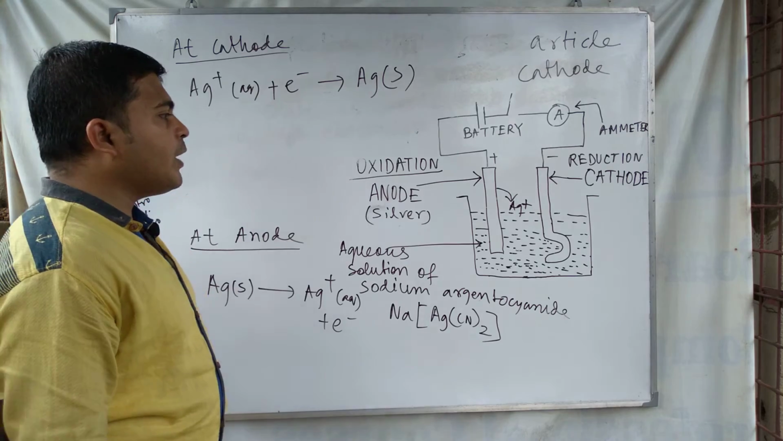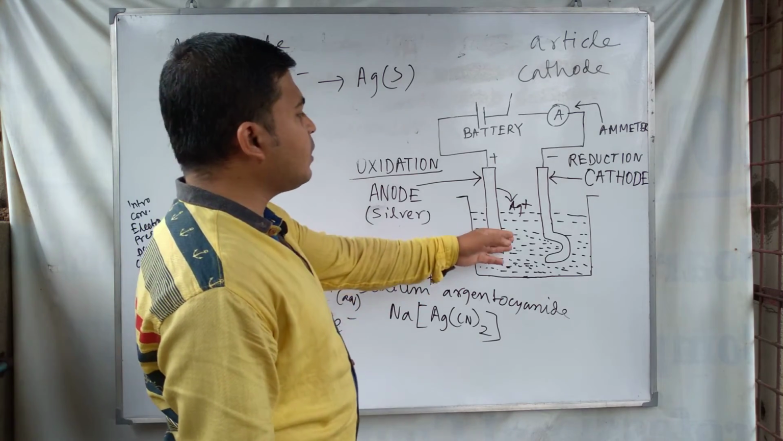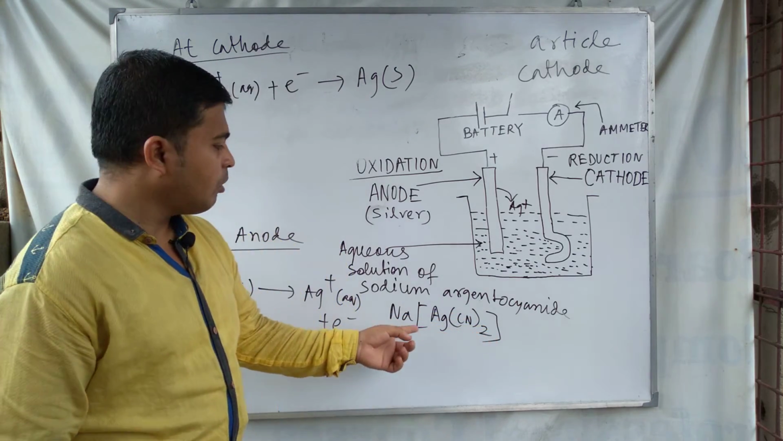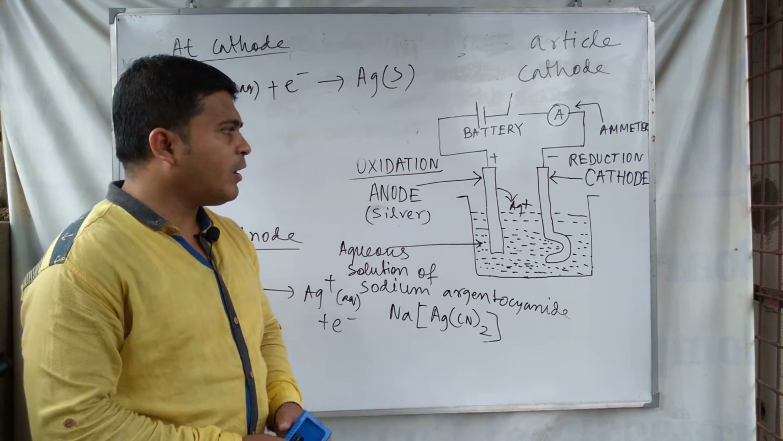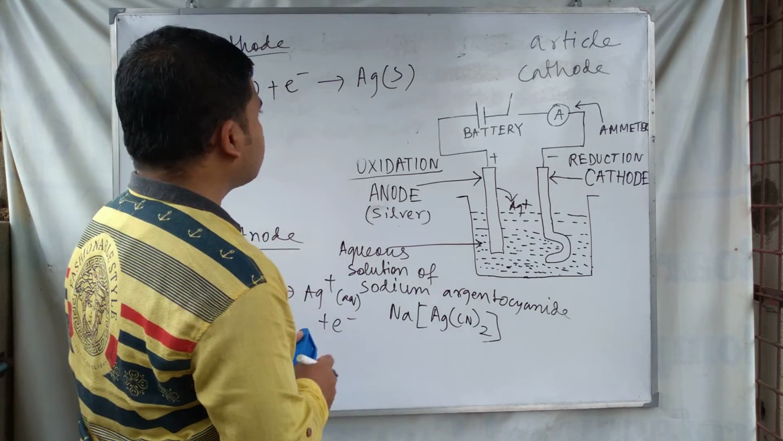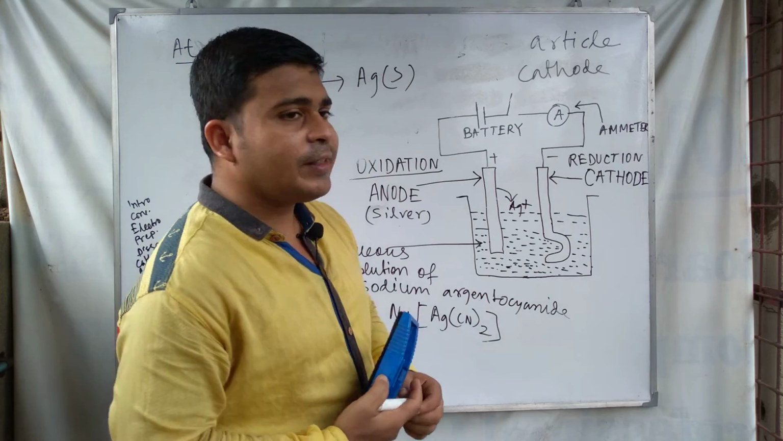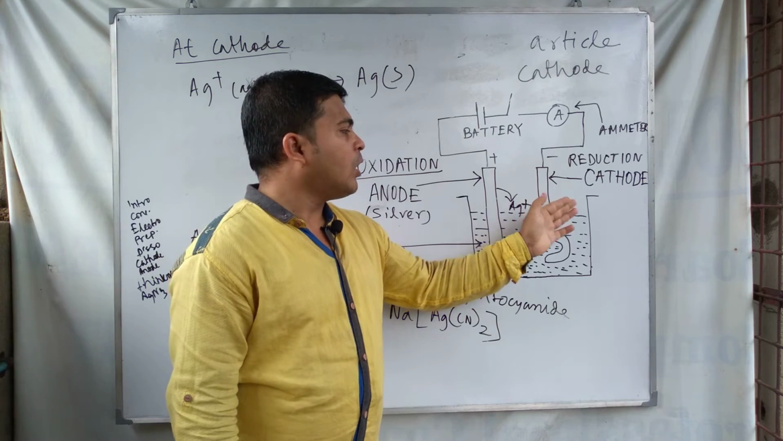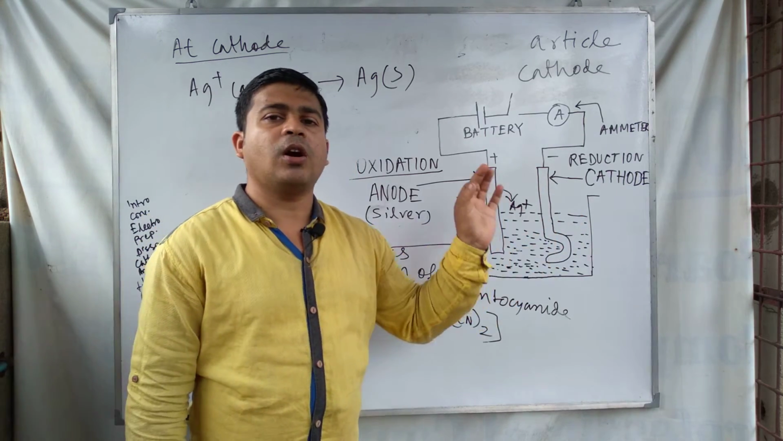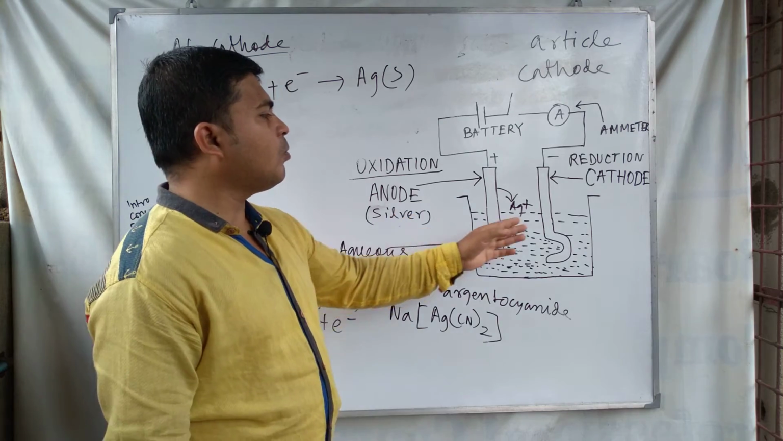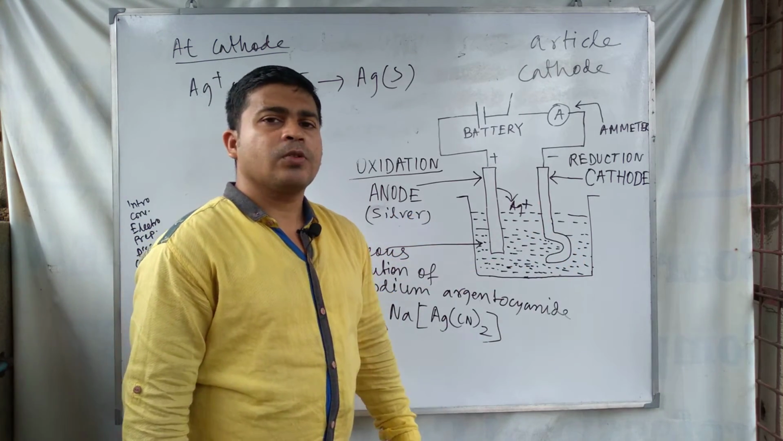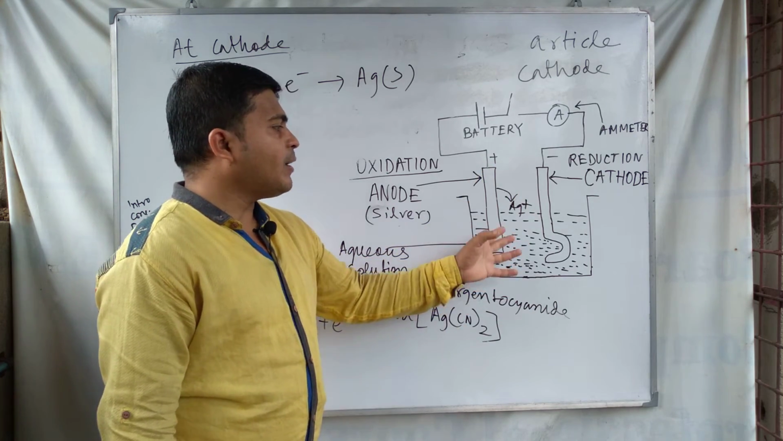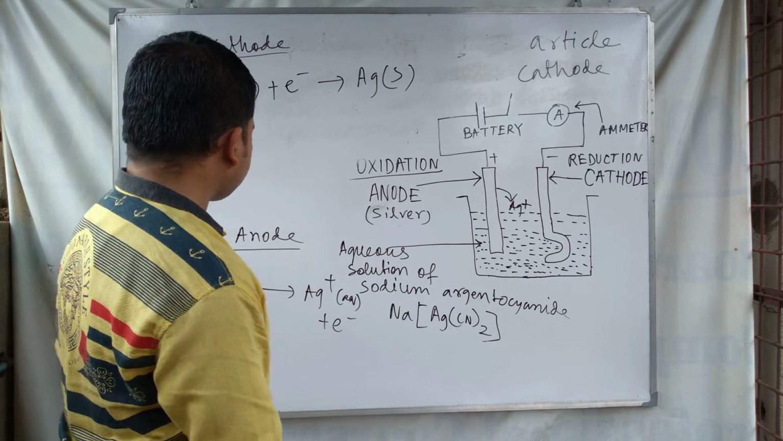Another important point: can we use silver nitrate solution in place of sodium argentocyanide solution? No, we cannot use silver nitrate solution, because then a very fast coating is formed on the article, and as a result an uneven, non-uniform coating is formed. So for this reason we cannot use silver nitrate solution as an electrolyte for this purpose.